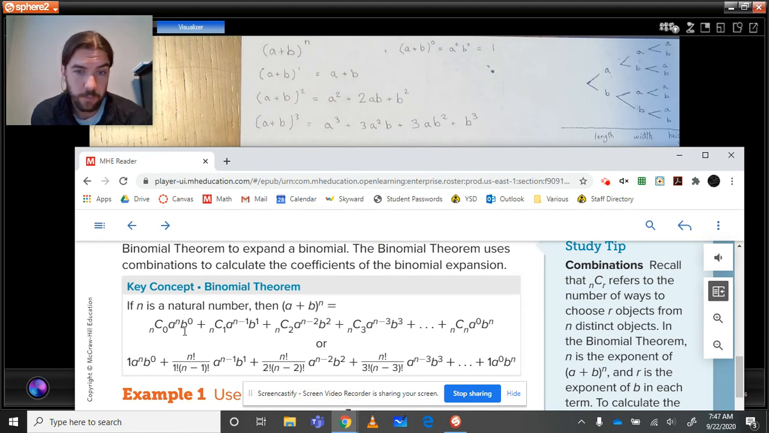Now b would rise. It would go from b to the 0, b to the first, b to the second, b to the third, all the way to b to the n. We would just say n was going to be 10. So it'd be all the way to b to the 10.